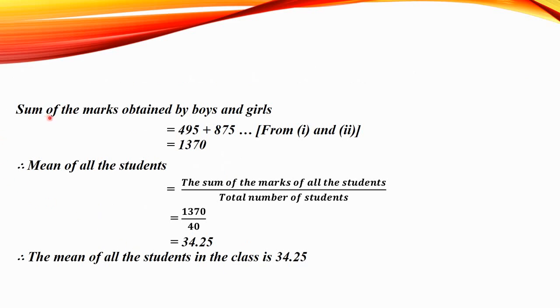So, the sum of marks obtained by boys and girls together will be equal to 495 plus 875 from equations 1 and 2, which is equal to 1370. Now, the mean of all students will be equal to the sum of marks of all students upon the total number of students, which is equal to 1370 upon the total students, that is 40. And we get the mean as 34.25. Therefore, the mean of marks of all students in the class is 34.25.